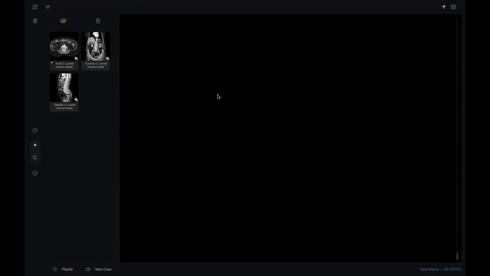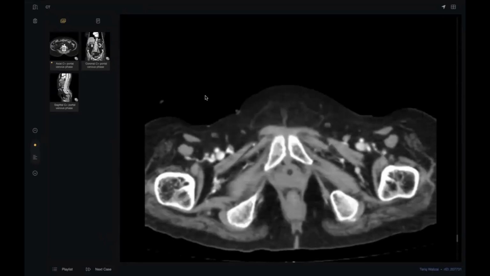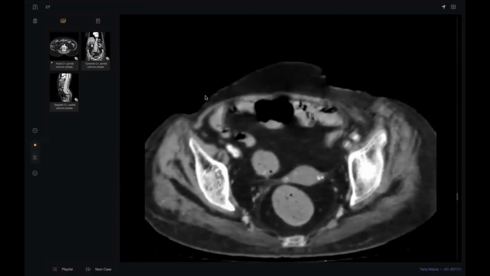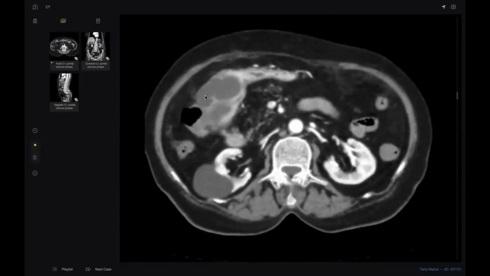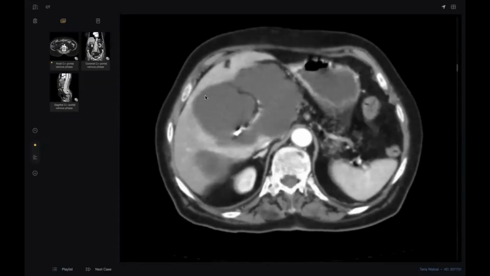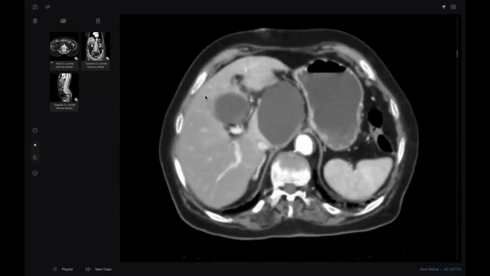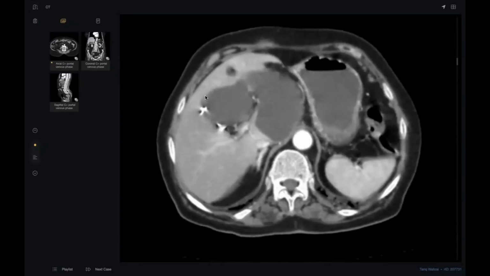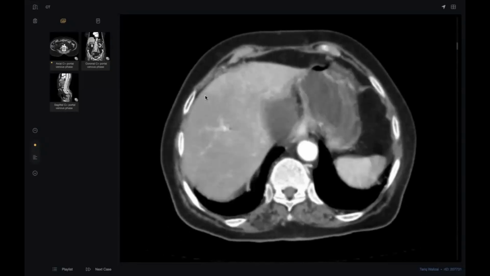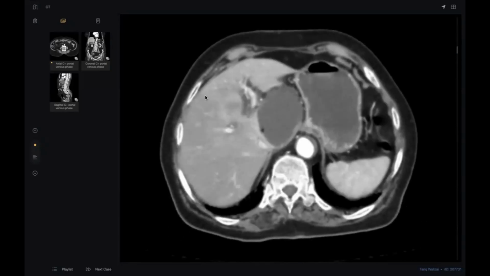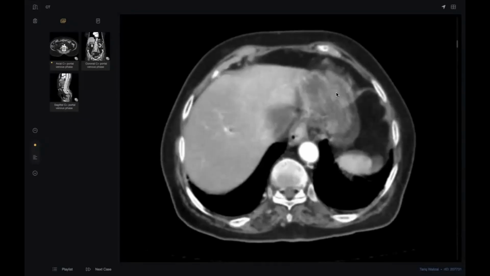I can see the images. What is your finding? In the post-operative patient, I'm concerned about either leakage or an infection within this collection. Look here, what is this? There is a gas focus within one.